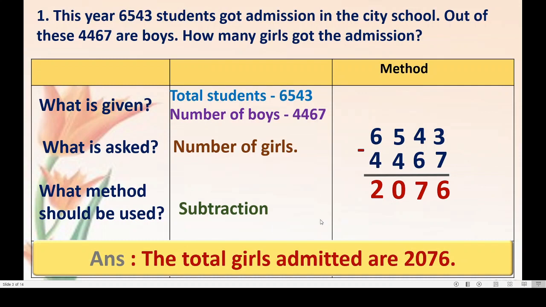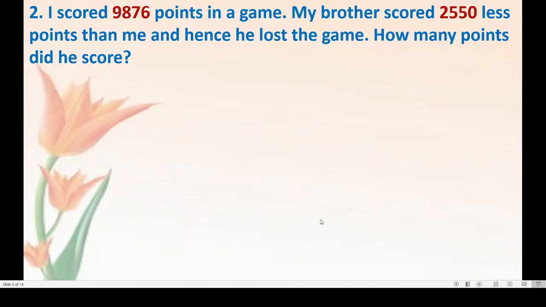Let us move to the second sum. We will read. I scored 9,876 points in a game. Okay, this is a video game. I scored 9,876 points in a game.